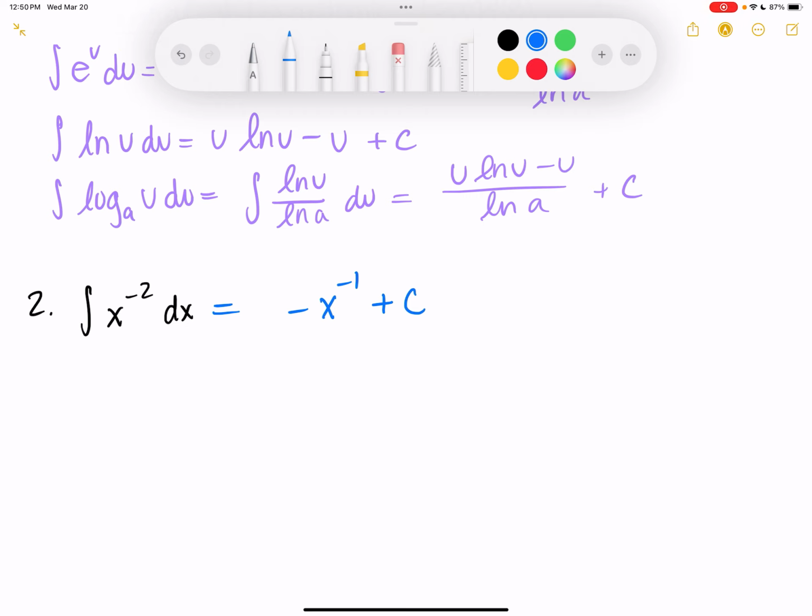And if you wanted to rewrite it, it's fine to leave it there. If you wanted to do this as negative 1 over x plus C, that's also fine. The book leaves it the first way, but if you don't like negative exponents, you can rewrite it.